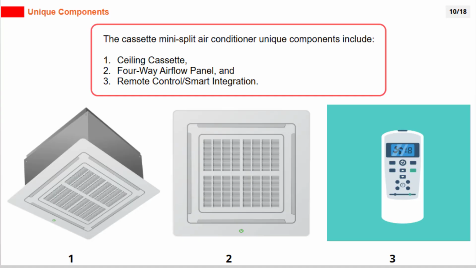The cassette mini-split air conditioner unique components include ceiling cassette, 4-way airflow panel, and remote control or smart integration.